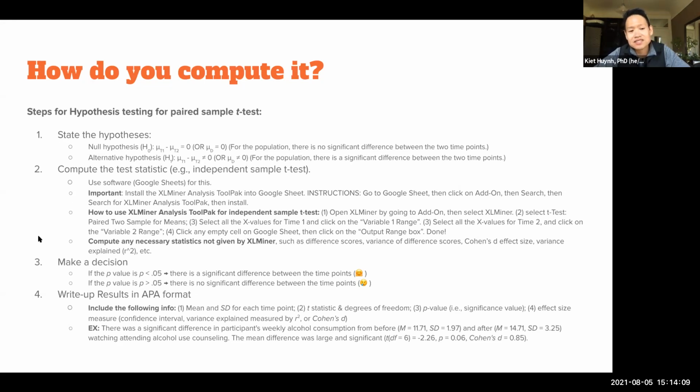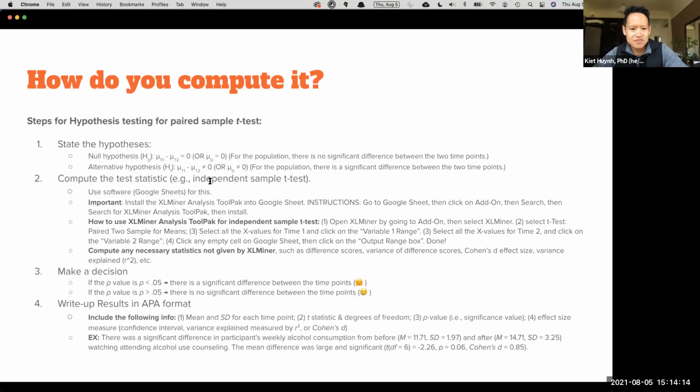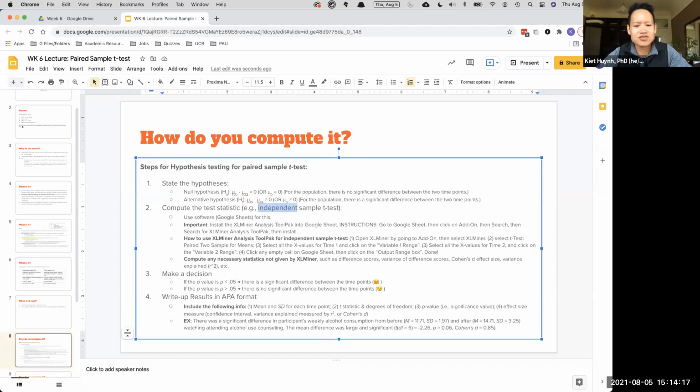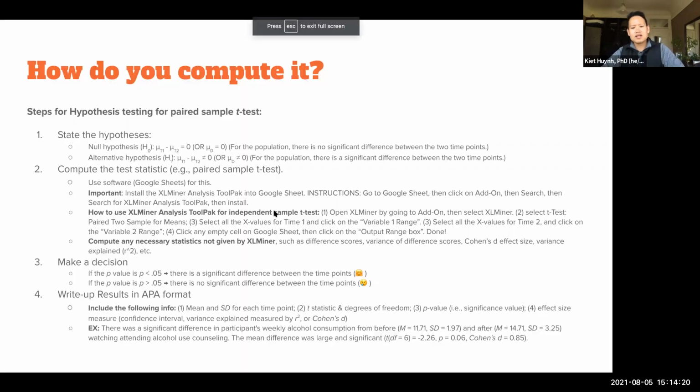So after you state the hypotheses, then you have to compute the test statistic. In this case, it's the paired sample t-test. For our class, we'll be using Google Sheets as the software for this, and again, we'll be using the Excel Analysis ToolPak. This is the same tool that we used last time for the independent sample t-test. You see here there are instructions on how to install the Excel Analysis ToolPak and how to use it too. I won't read through the instructions because we'll go over the demonstration in the practice exercise.